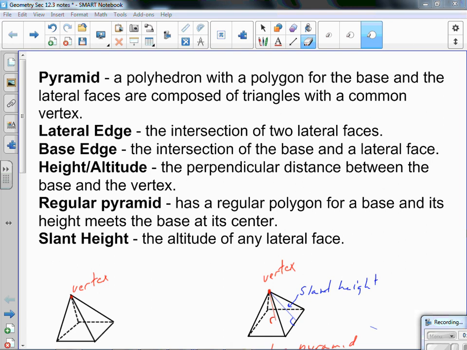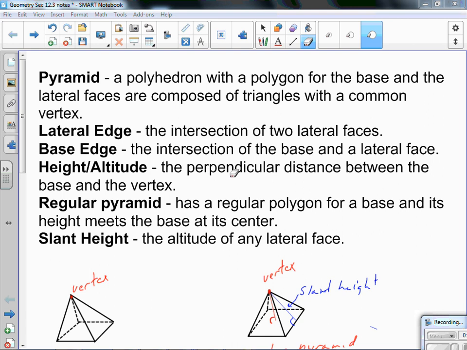So section 12.3, still looking at surface areas, but today we're looking at surface area of pyramids and cones, things that come to a point basically. So pyramid, a polyhedron with a polygon for the base, and the lateral faces are composed of triangles with a common vertex. So the base can be any polygon shape, can be a square, triangle, hexagon, pentagon, so forth and so on, but all of the lateral faces will always be triangles.